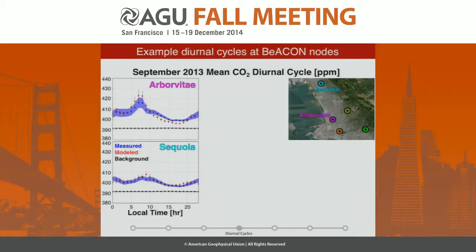We capture the nighttime pretty well. We see the morning rush, then the diurnal cycle, the PBL height increases, CO₂ concentrations decrease, and then we return to nighttime levels. And this is represented pretty well at both Arbor Vitae and Sequoia.